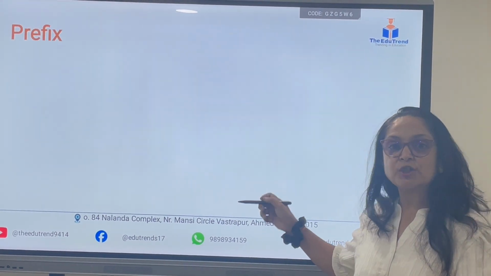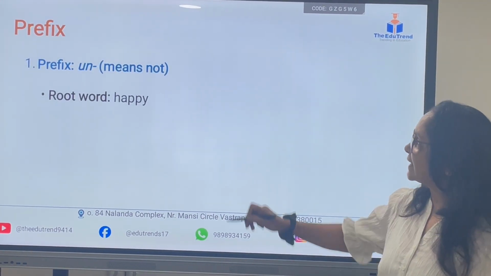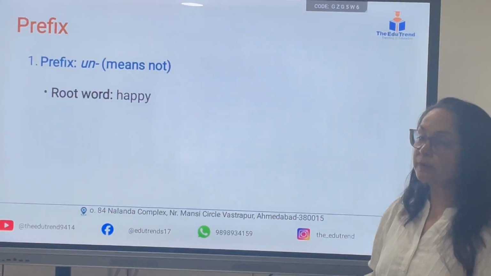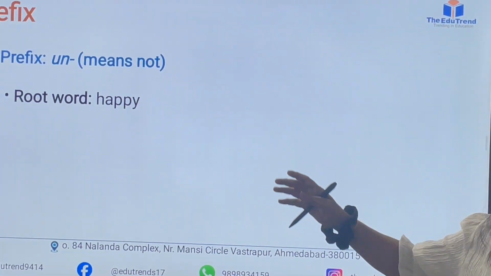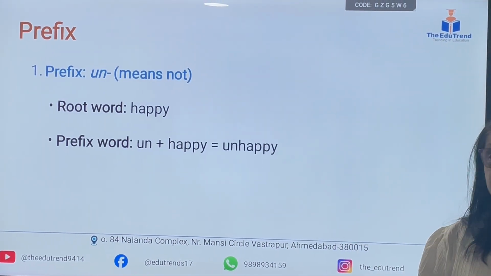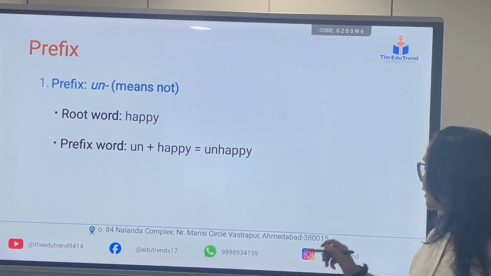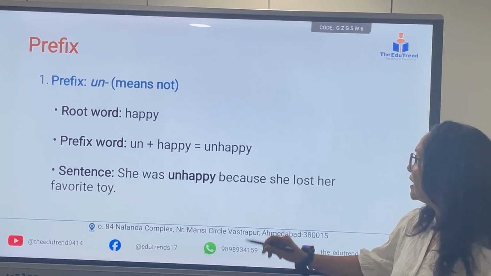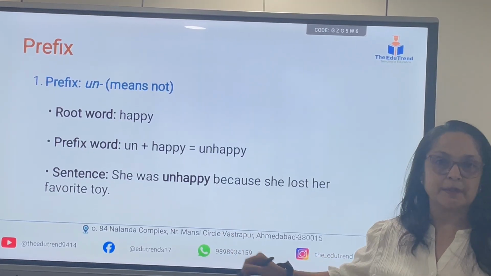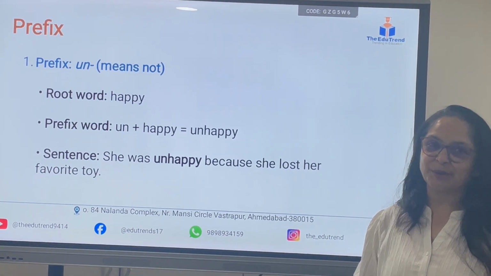Let's see some examples of prefix. I have got interesting examples for you. Here we see un is the prefix which we are adding to the root word happy, and the word that we have learned is unhappy. Let us see a simple sentence using this particular word. She was unhappy because she lost her favorite toy. When were you unhappy? Write in the comment box below.